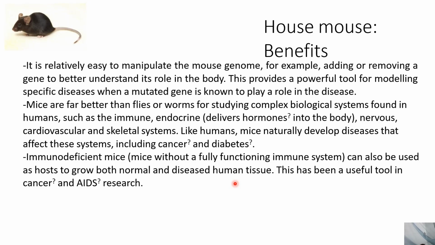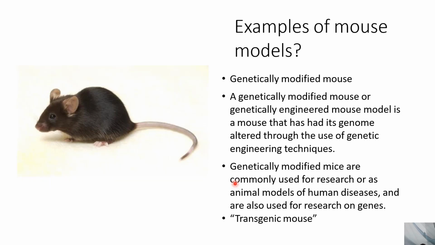Now, mice are far better than flies or worms for studying complex biological processes found in humans, such as the immune, endocrine, nervous, cardiovascular, and skeletal systems. Like humans, mice naturally develop diseases that affect these systems, including cancer and diabetes. Immunodeficient mice, without a fully functional immune system, can also be used as hosts to grow both normal and diseased human tissue. This has been a useful tool in cancer and AIDS research.